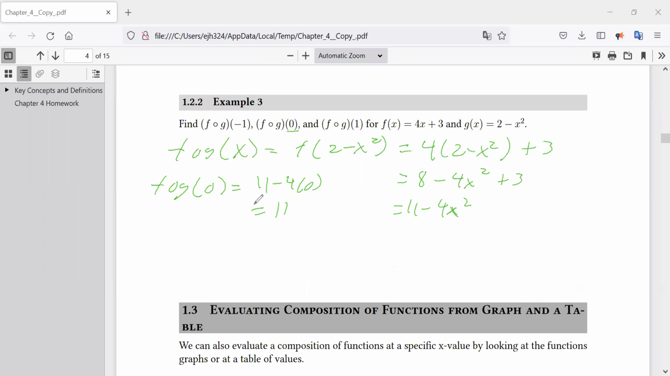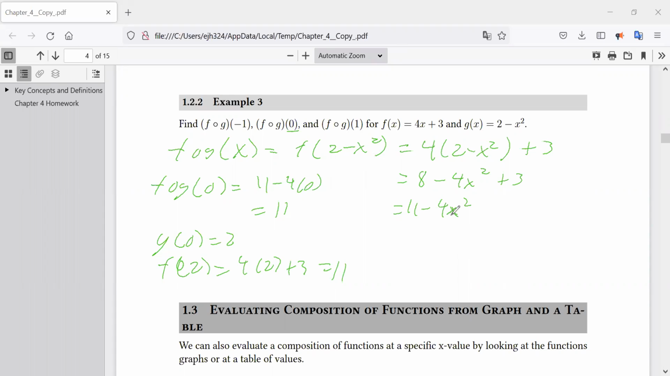Or I could do, g of 0 is equal to 2. f of 2 is equal to 4 times 2, plus 3, which is equal to 11.